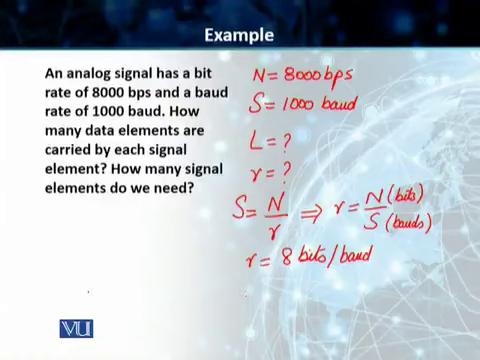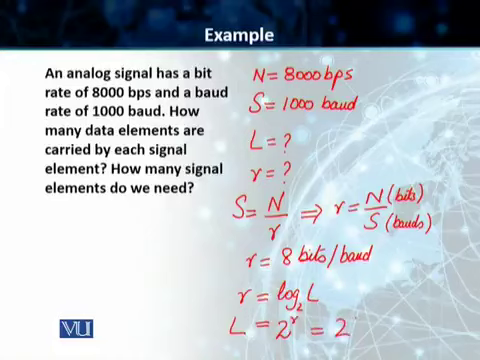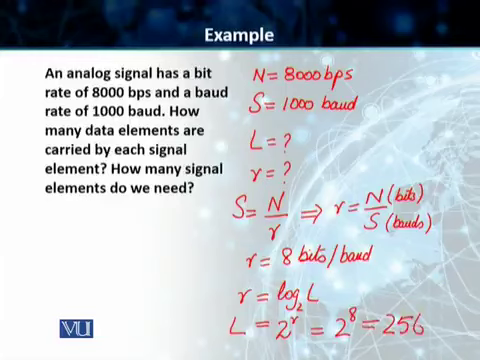Now we need to find out how many signal elements we need. Students, we know that R is equal to log to the base 2 of capital L, where L is the number of different signal elements. So in this case, L is going to be 2 raised to the power R, and we already have the value of R, which is 2 raised to the power 8, and so the total number of elements is 256. So you have found your L and you have found your R.